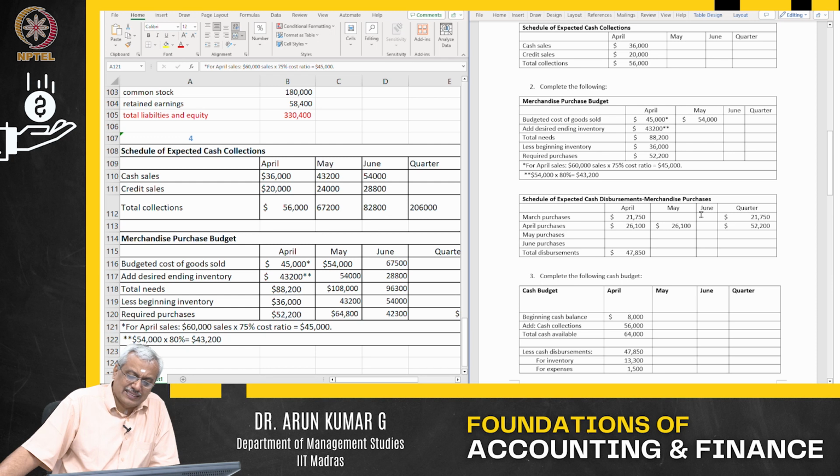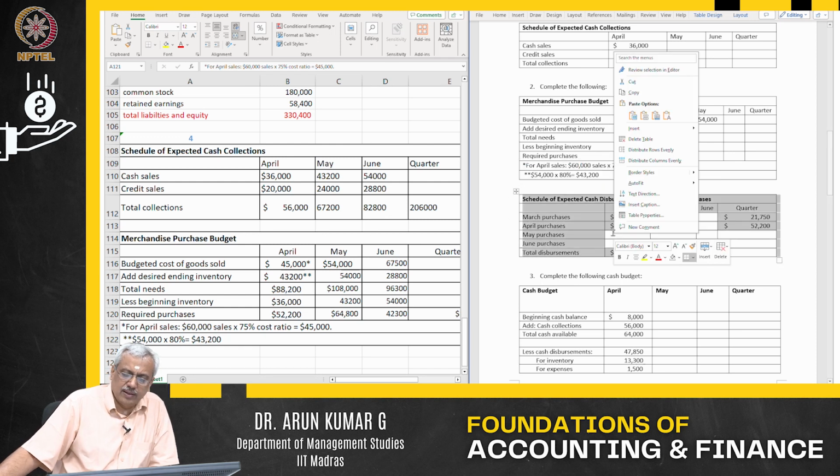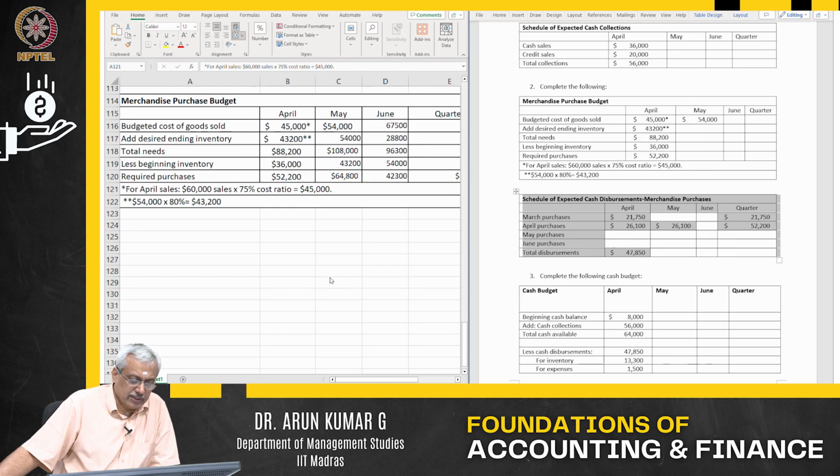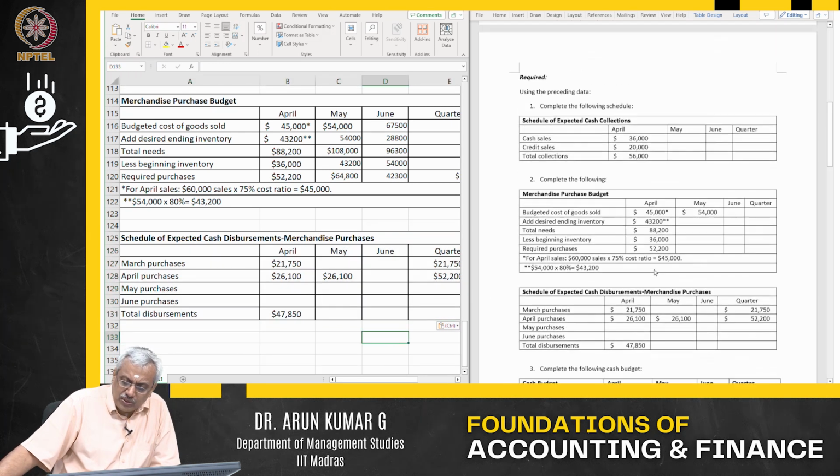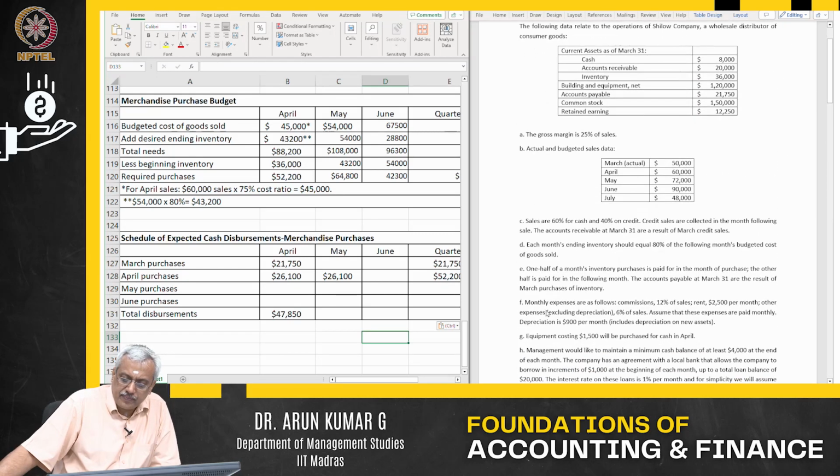Schedule of expected cash disbursement on merchandise budget. Now, let us again take this. I'm just going to fill this up here. Now, let us go to the disbursements part of it. 1/2 of the month's inventory is paid for in the month of purchase. The other half is paid in the following month.